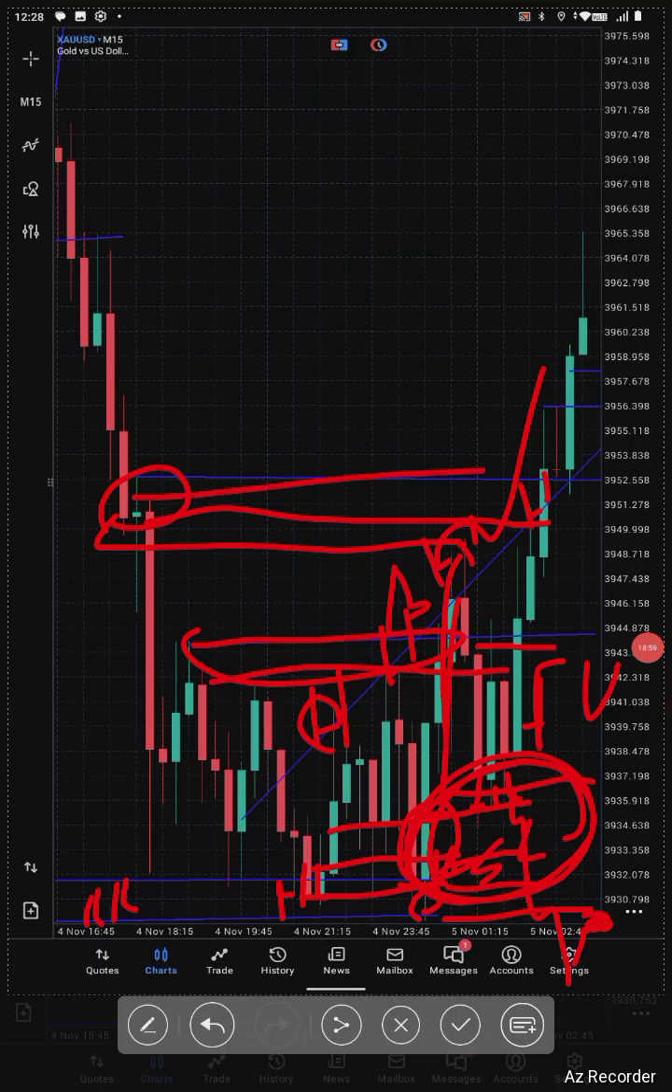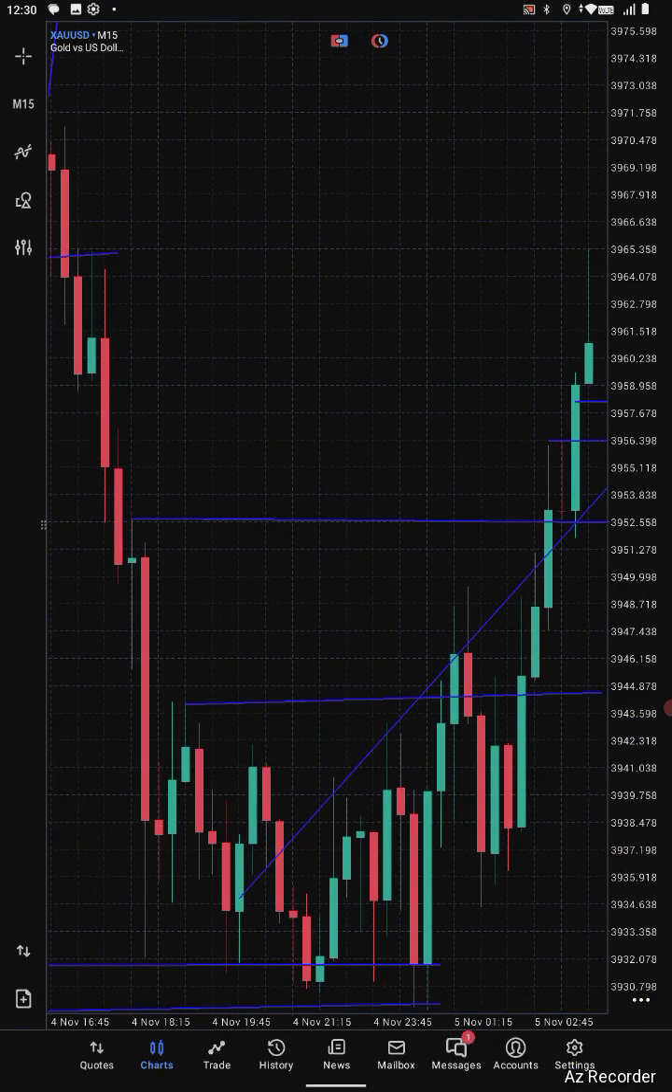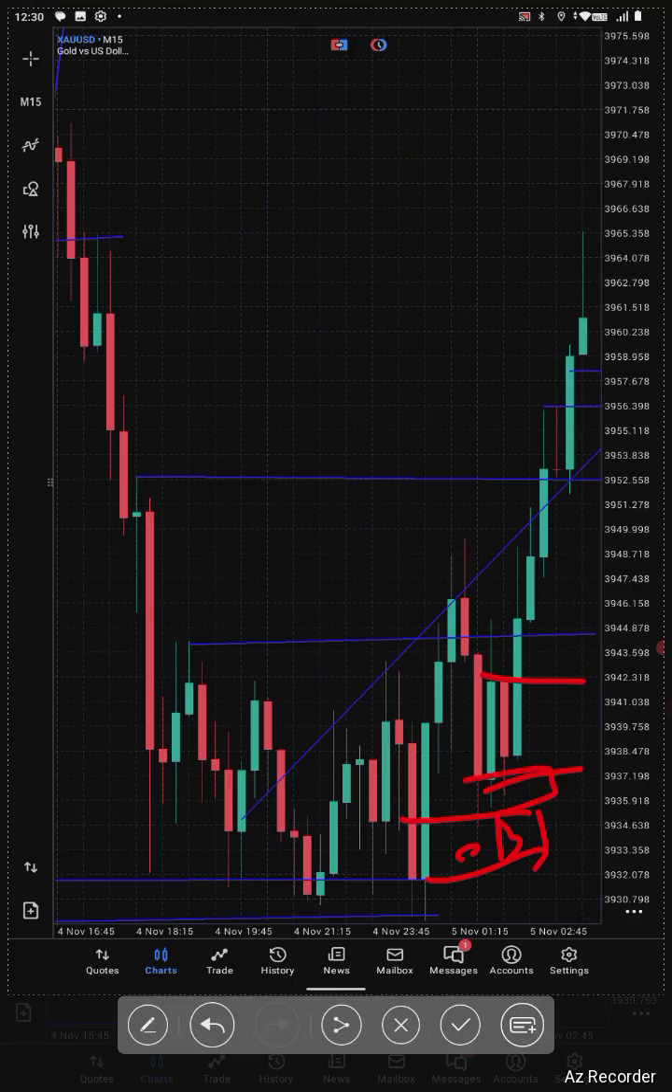So why is this fair value? Because we concluded here that this gap is fair value because it belongs to here. This gap is fair value because we only talk about it here. So you see here there are many fair values, and within fair values we have order blocks, small order blocks. For example, this is also an OB, and this is also an OB, and this is OB.